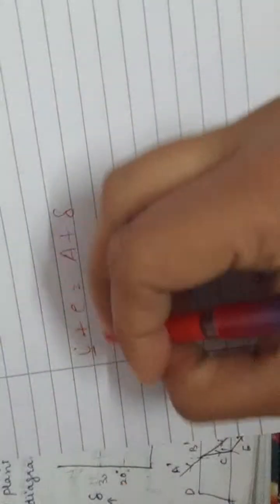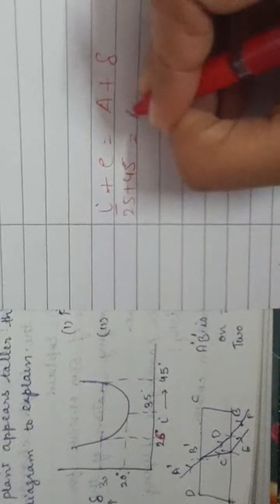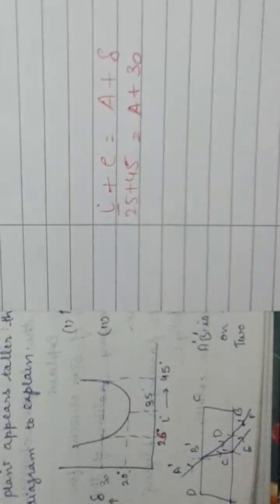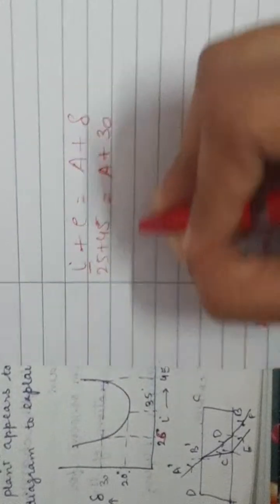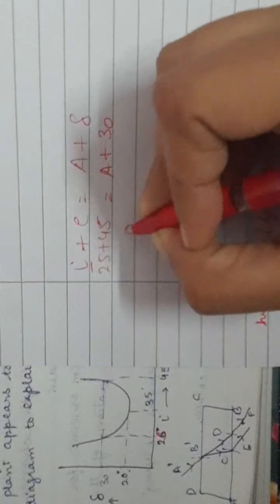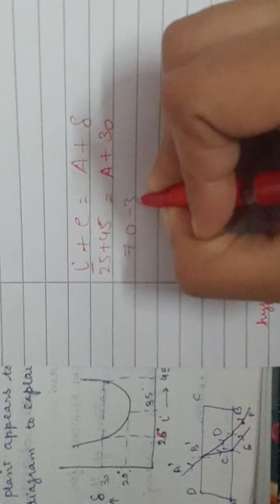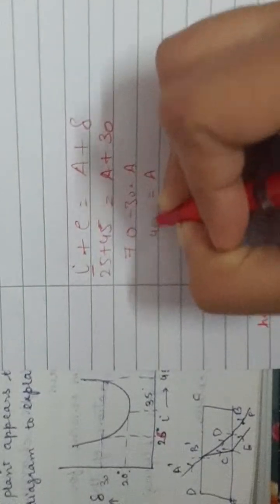So let us write the formula: I plus E is equal to A plus delta. If I take I to be 25, my E would be 45, because at the same delta you have two values here. So I write 25 plus 45 is equal to A, which I have to find, plus delta, which is 30. Just solve it. You get 70 minus 30, so A, the angle of prism, is 40 degrees.